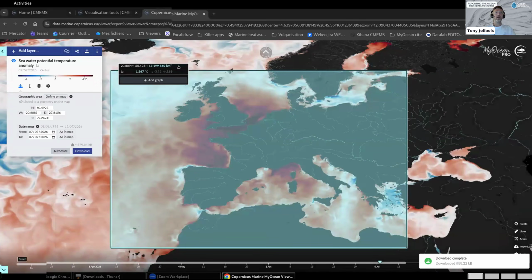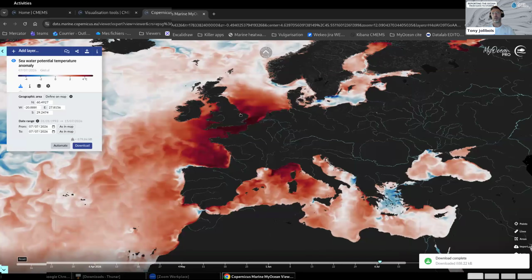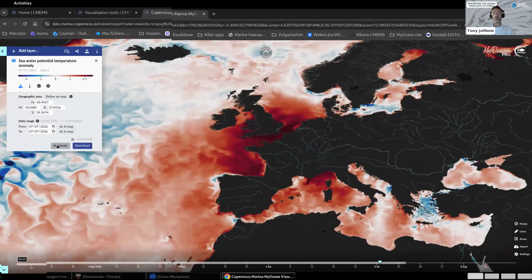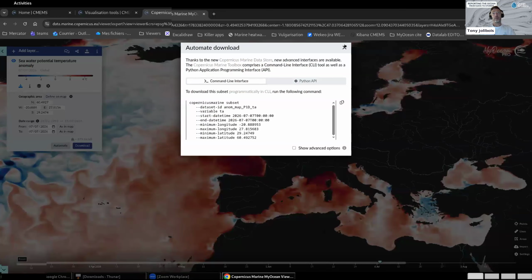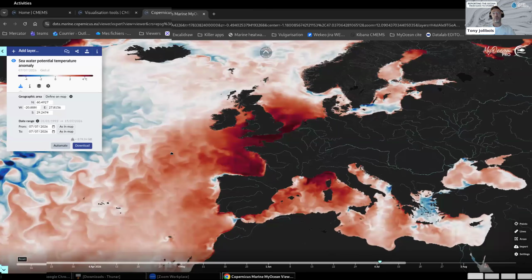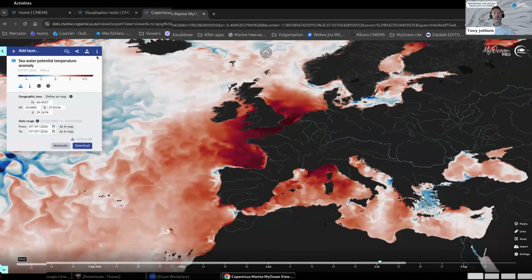And with this data, of course, you can generate a plot, a custom plot with your branding and so on. So it's quite easy. You can also automate the download if you need. So that's it for the download.